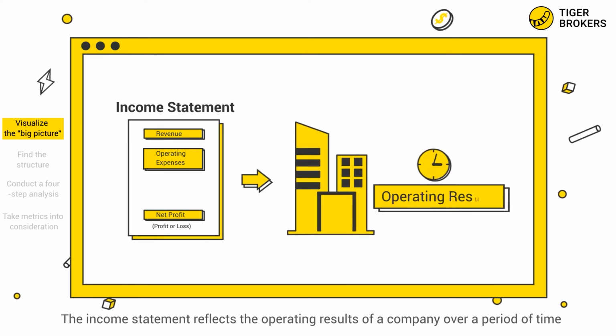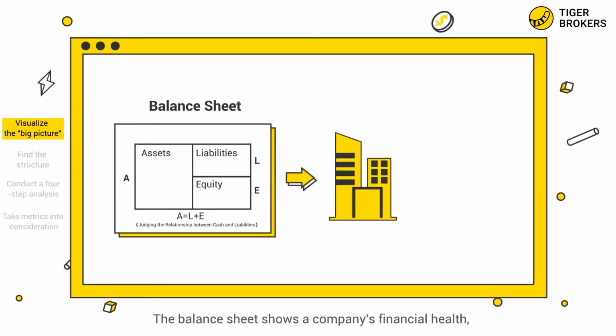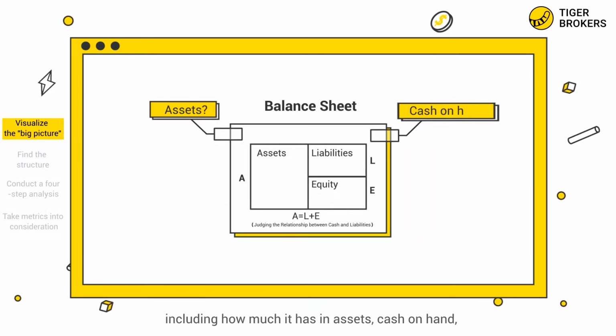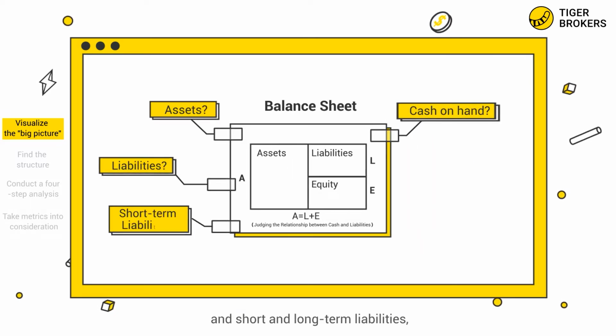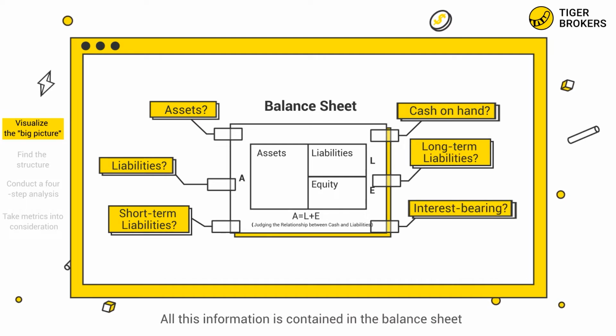The income statement reflects the operating results of a company over a period of time. Simply put, how much money did it make or lose? The balance sheet shows a company's financial health, including how much it has in assets, cash on hand, and short and long-term liabilities, and which of them is interest-bearing. All this information is contained in the balance sheet.